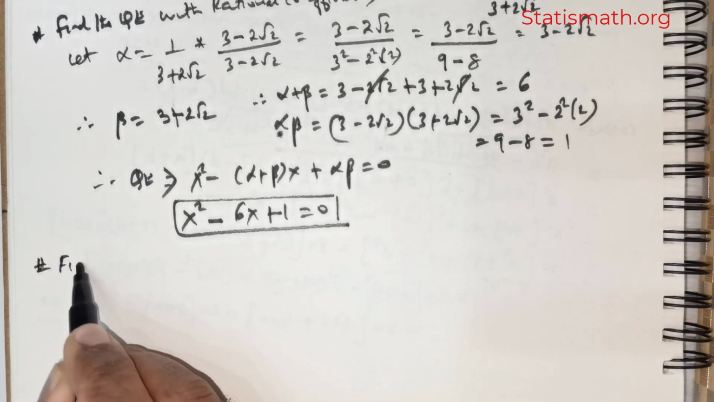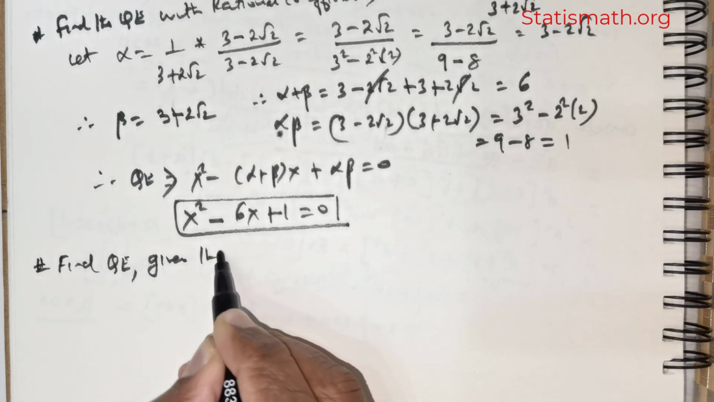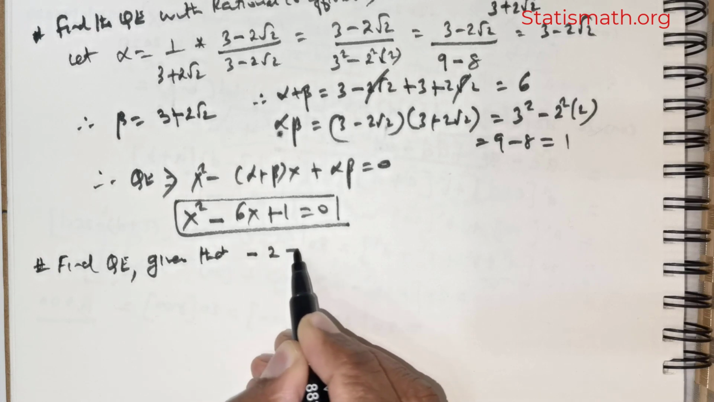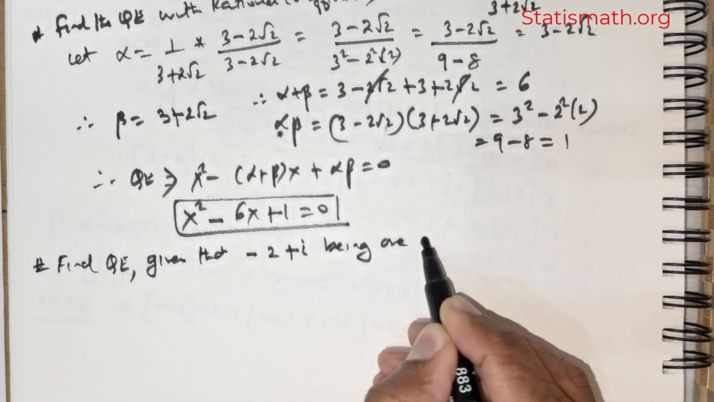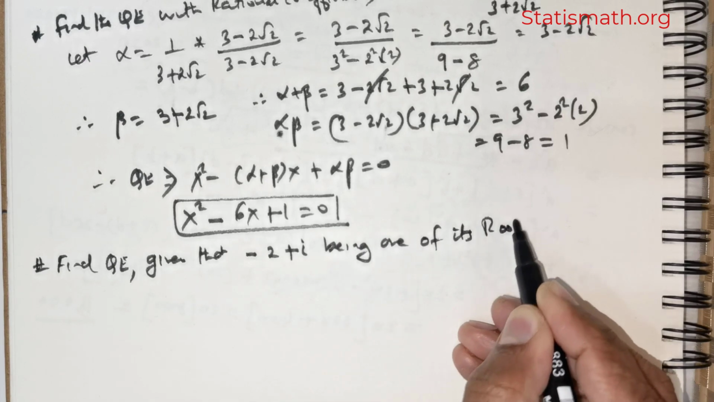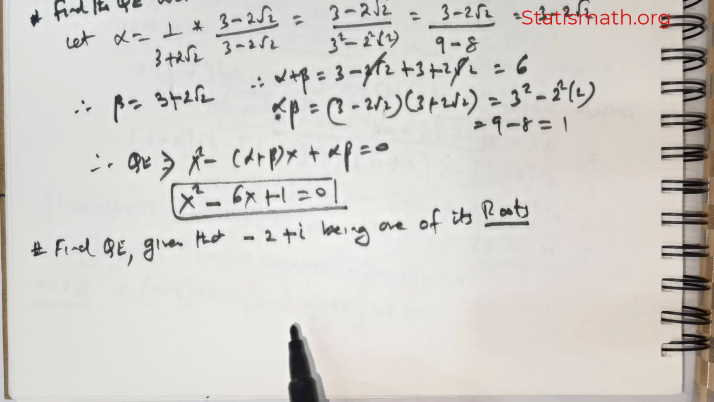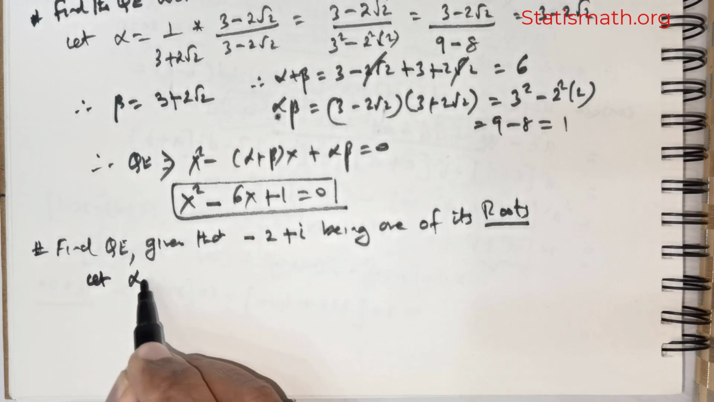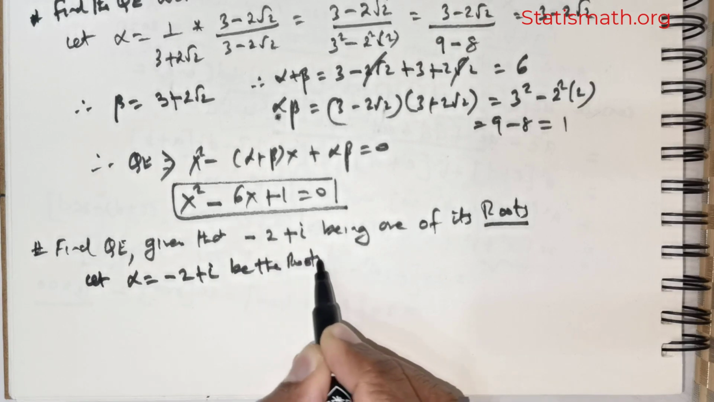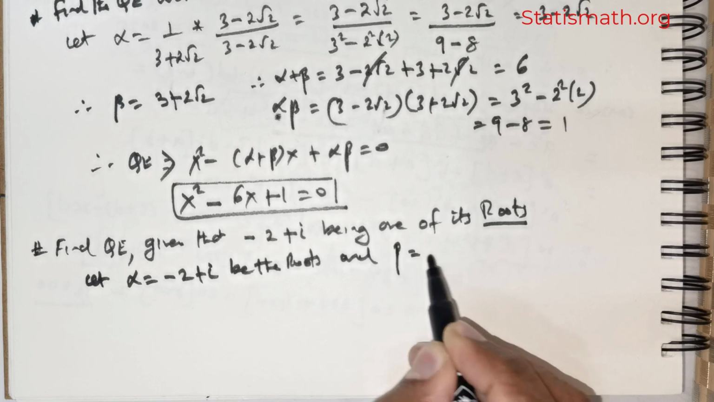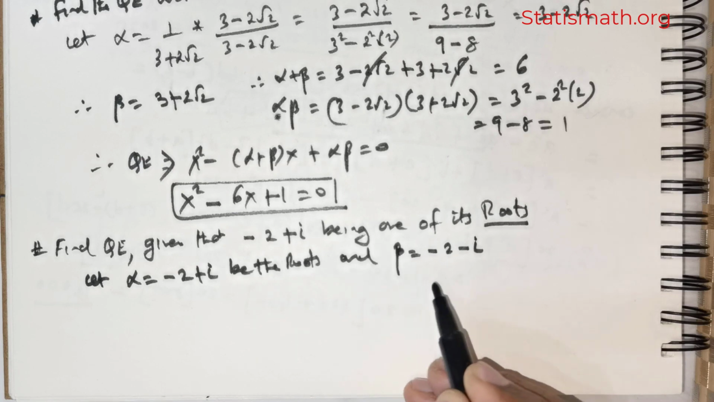So the question is, find the quadratic equation given that negative 2 plus i is one of its roots. Okay. Now you should know that whenever you're talking about complex roots, they occur in conjugate pairs. So let alpha be equal to negative 2 plus i be the root, and the other root beta is going to be the exact conjugate of this. So it's going to be negative 2 minus i. So this is the root for beta.